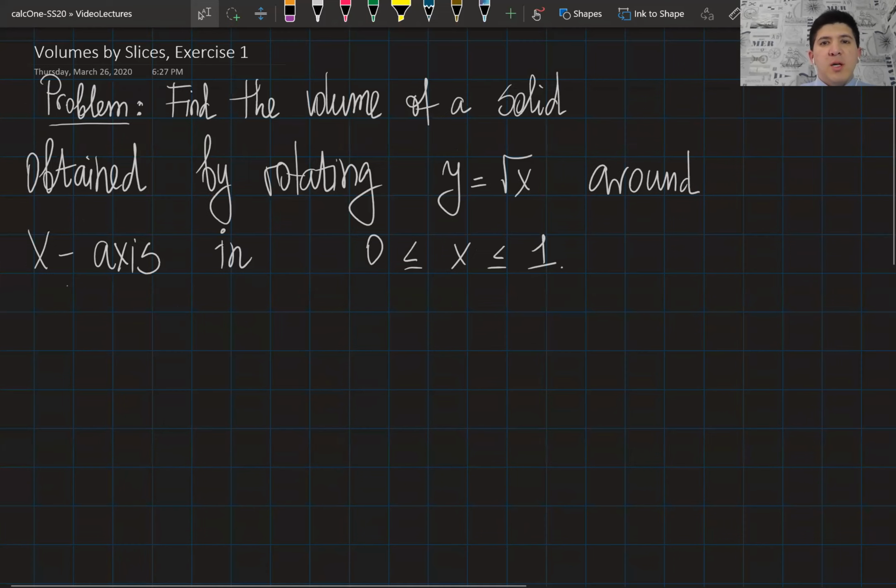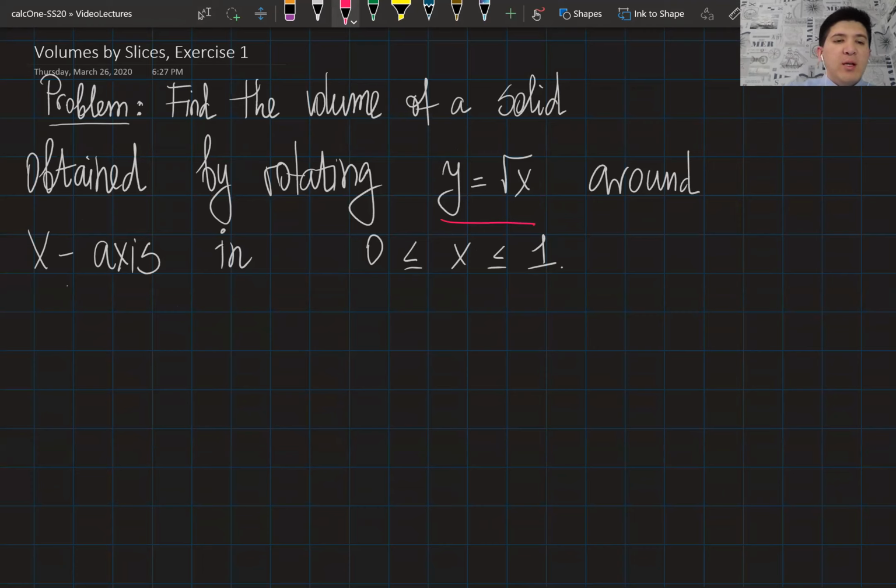In this video, we're going to solve a problem to find the volume of a solid using integration. The solid is obtained by rotating the curve y is equal to the square root of x around the x-axis. First of all, we have to draw this curve.